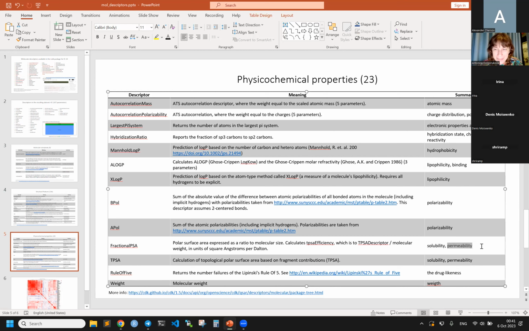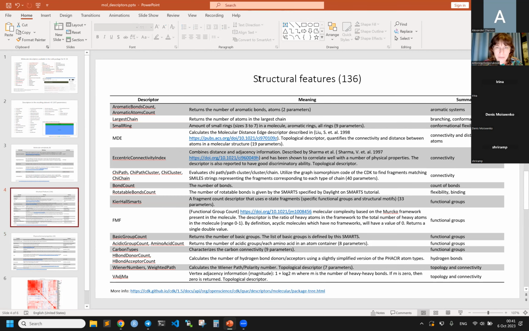Solubility, permeability also. So I think this one is quite important, as well as structural features, because the more functional groups, for example, the drug has, not the more, actually, but different functional groups may cause the drug to produce different effects. So it's maybe also an important descriptor.